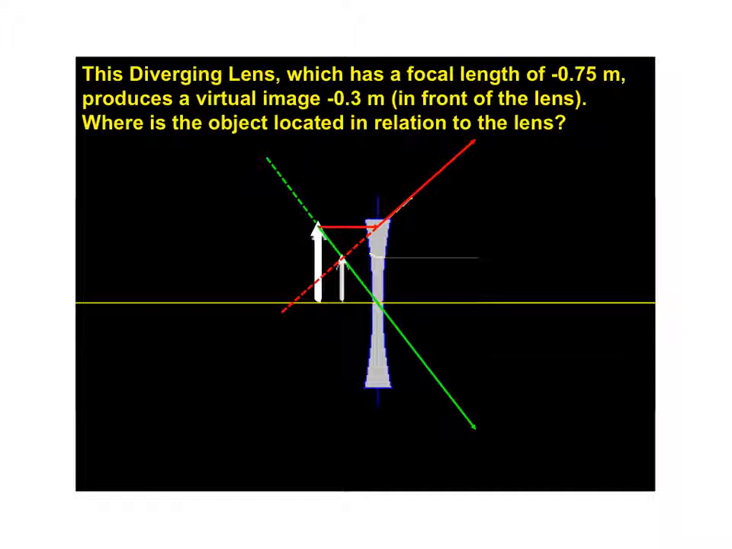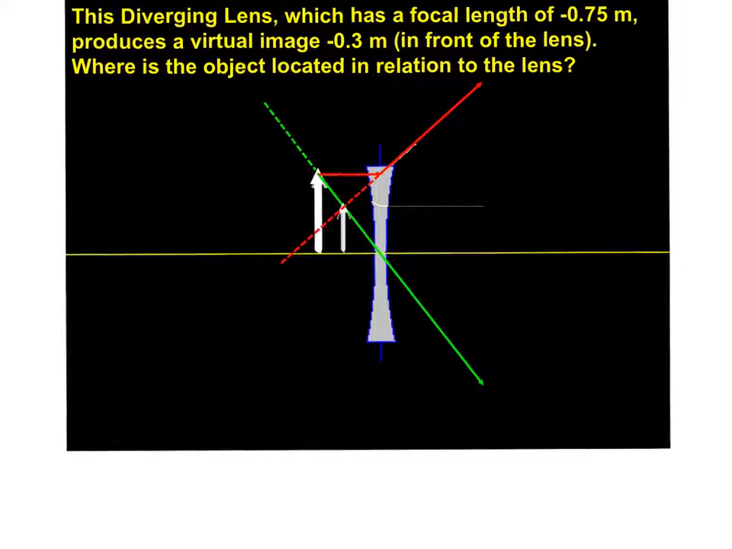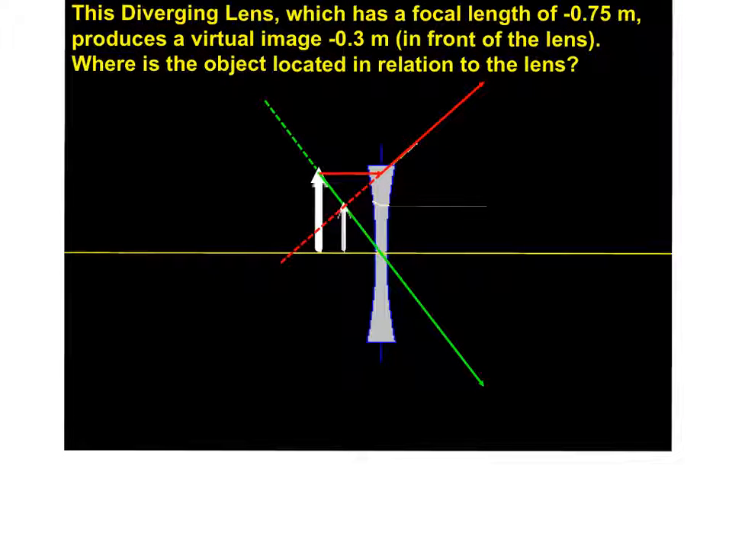Let's do a diverging lens. So for your diverging lens, we're told it's going to have a focal length of negative 0.75 meters, because all diverging lenses have a negative focal length. It's going to produce a virtual image, which, remember, virtual images are always negative. So we're going to have a negative DI here, and that makes sense because this is a diverging lens. Diverging lenses always produce virtual images, so diverging lenses will always have a negative DI. So we have what we need here.